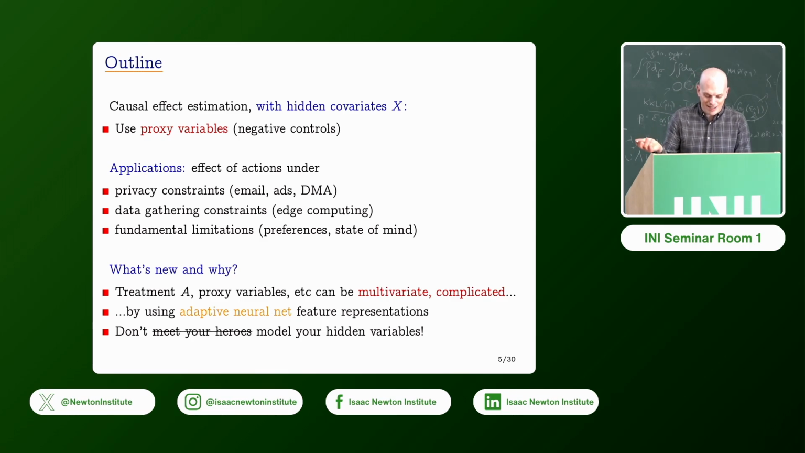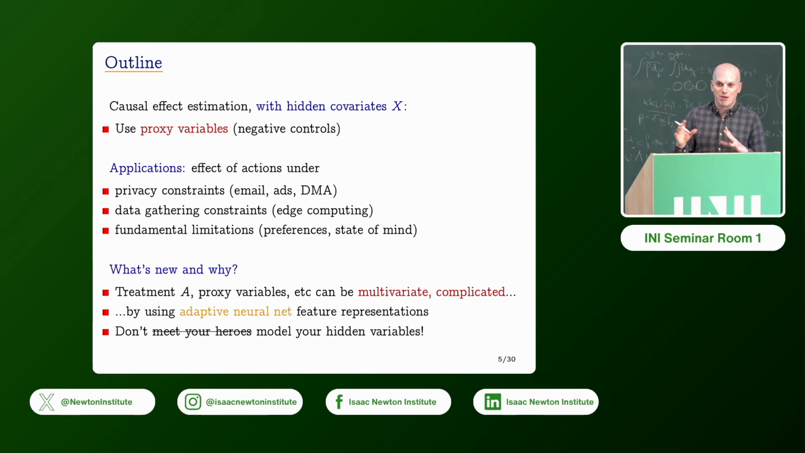What is new in this talk? So treatments, classically speaking, have been binary. You do something or you don't. In the presentation that I will give, treatments can be something much more complicated. So a treatment can be an exercise program or a radiotherapy regime or a piece of text, or it can be something very high dimensional. And my proxy variables, so my noisy observations of my hidden data, these are also high dimensional objects. And I'm going to give examples of that a little bit later. So all of these, treatment, proxy variables, etc., can be multivariate and complicated.